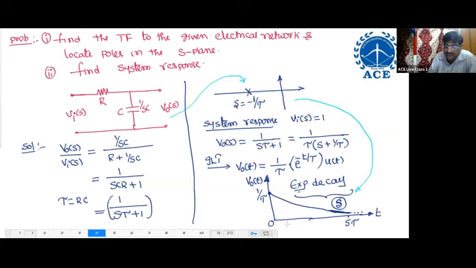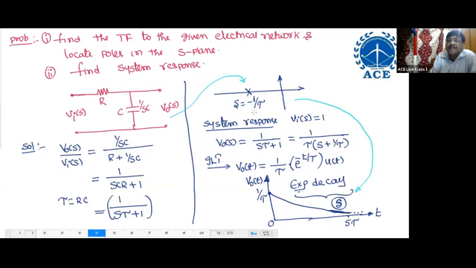By changing the tau, correct? The pole location changes by changing the component values. If I change, for example, the R and C values, then what happens? Generally, C we don't change; I'll change just the R value. As R keeps changing, tau changes. Tau changes means the pole location changes.